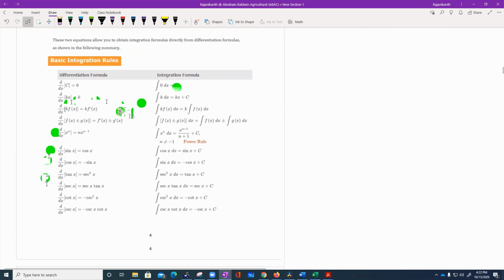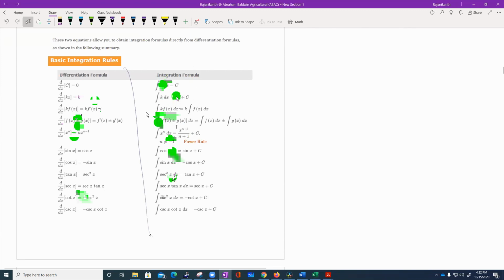Okay, now these are the basic formulas. The first column is about the derivative, right? The second column is about the integration. What does that mean? If you go backwards, you should get the derivative answer. They are telling us that the antiderivative of the zero function is always a constant function.